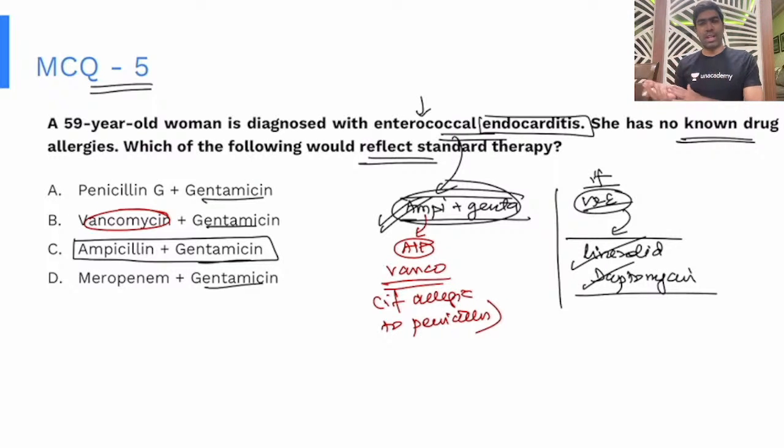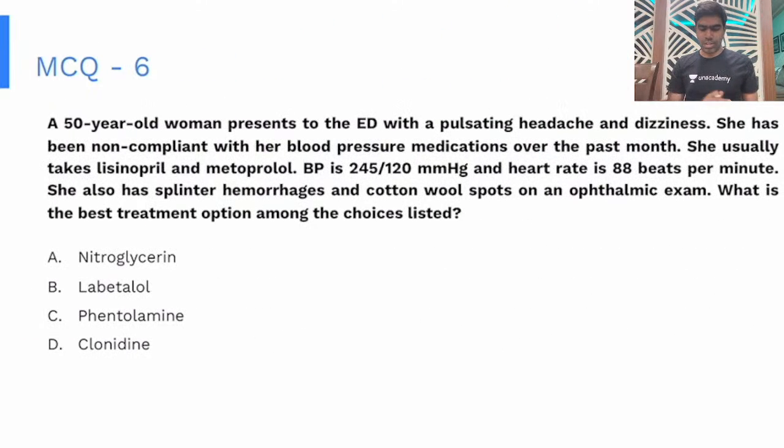Look at the last 2 to 3 years papers. There has been plenty of questions on infective endocarditis in different forms. That's why I thought I will make a question on infective endocarditis, and the right answer for this question is going to be option C. It's simple and straightforward.